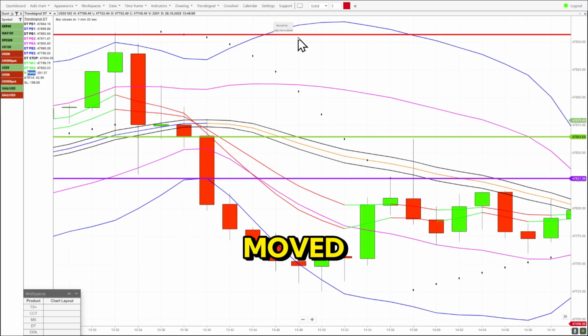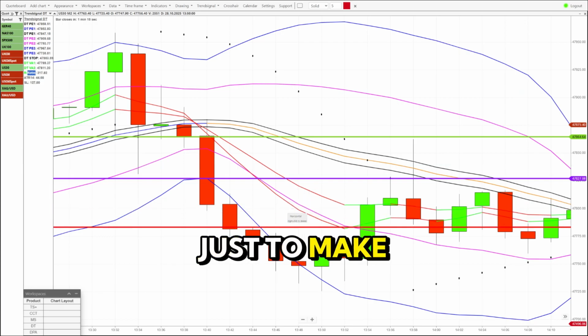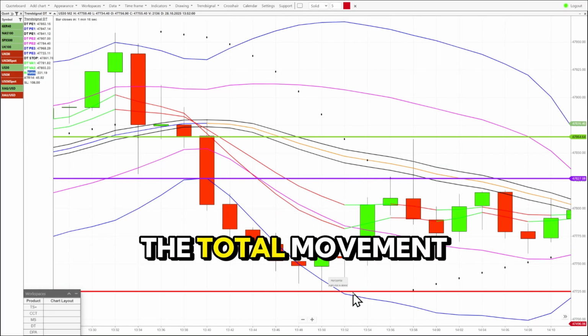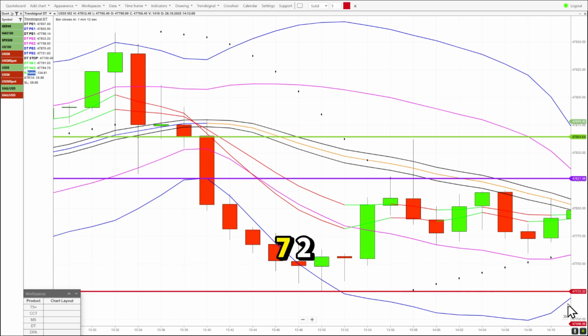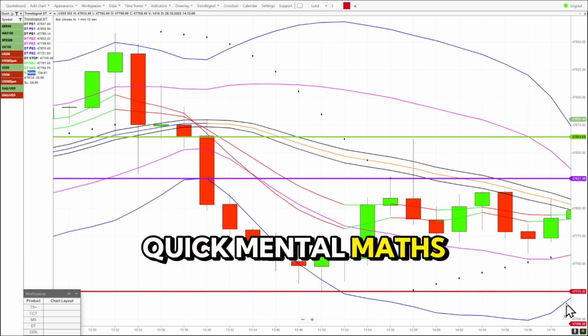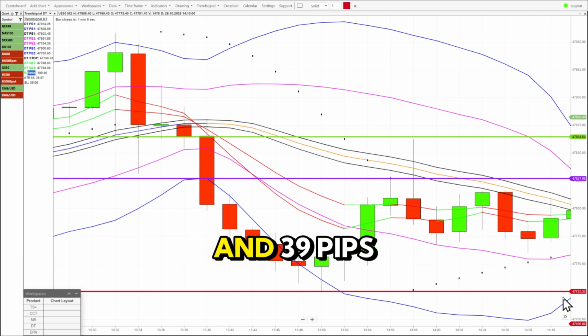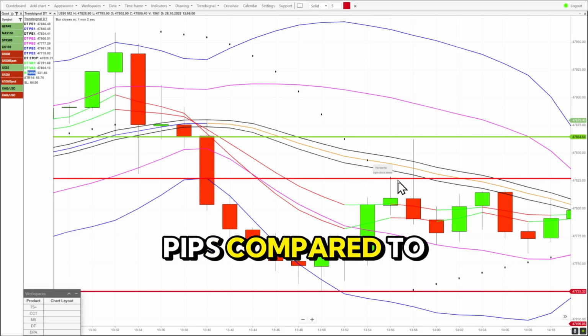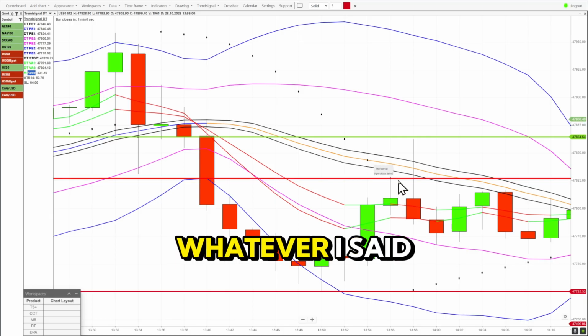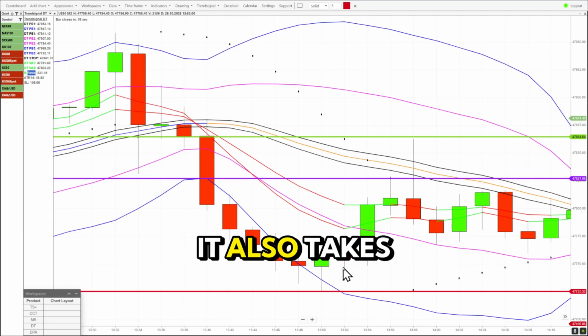The market actually moved, and I'm going to nick the red line for this just to make things confusing. The total movement on this market, we've gone from 864 down to 725, which, quick mental maths, is 139 pips worth of movement. So there's 139 pips compared to about 30 or 40 pips, whatever I said a moment ago. It also takes less time.